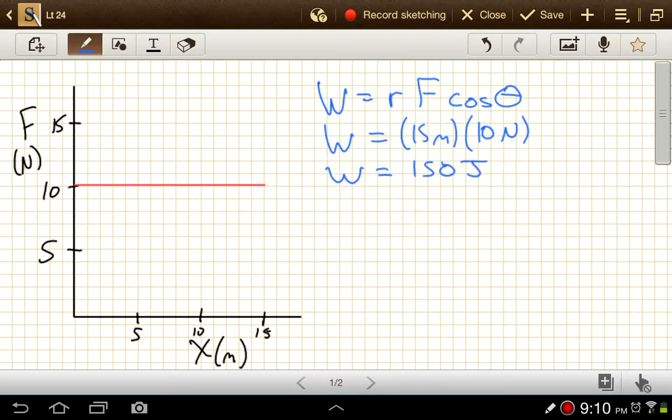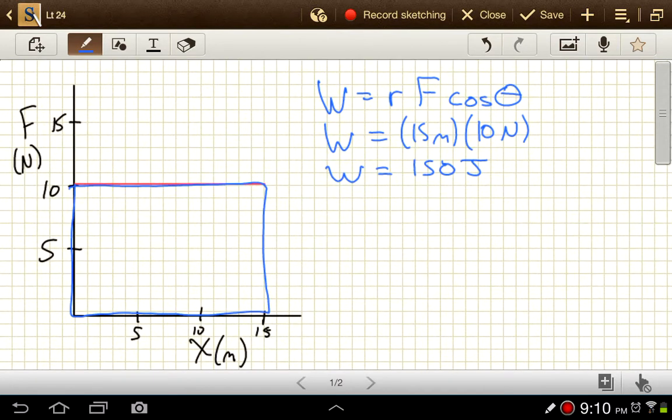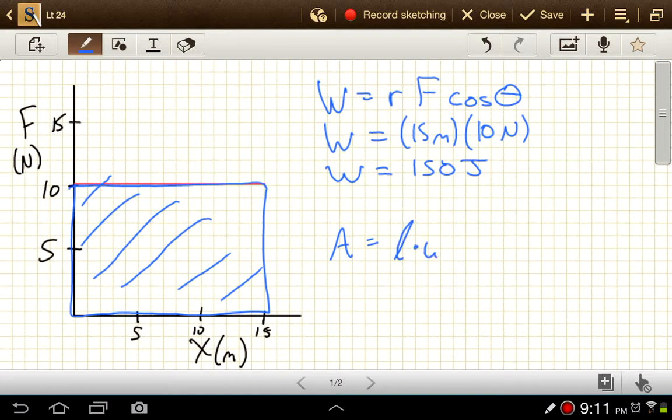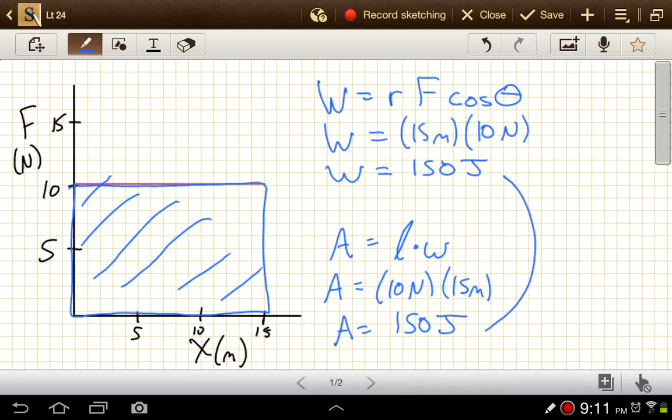Now if I asked you to calculate the area underneath this curve, underneath this red line, do a little calculus, we could do that just by considering this to be a rectangle. And so the area of a rectangle is equal to length times width. In this case, the length is 10 newtons, and the width would be 15 meters, and the area ends up being 150 joules, the same as we got up here.